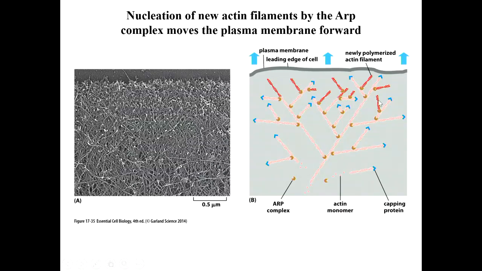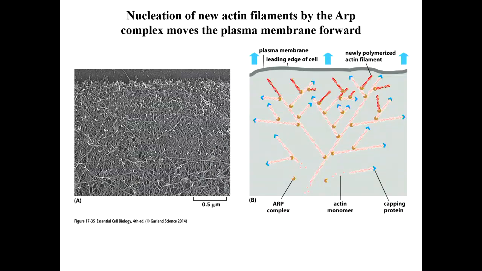And actually it ends up being a very strong network because of this interlacing, right? So that's one advantage of doing it this inefficient way, is that you have this strength to it because you're crisscrossing all the time, but your crisscrossing is directed in the direction you want to go. All right, so ARP complexes are nucleation sites for new actin filaments.